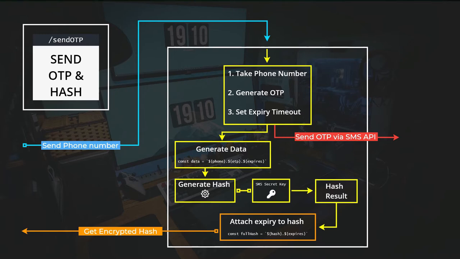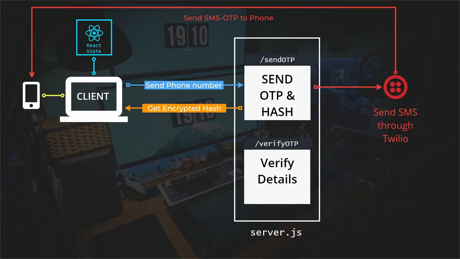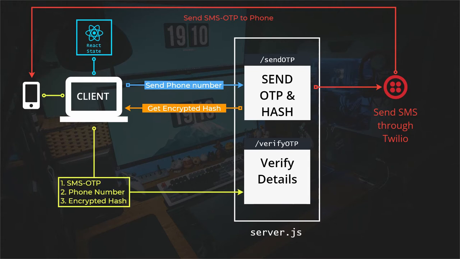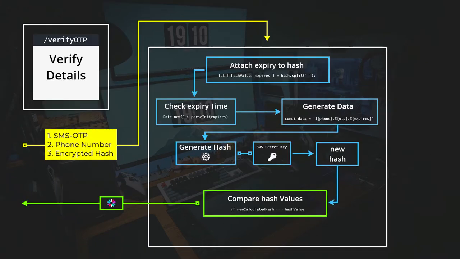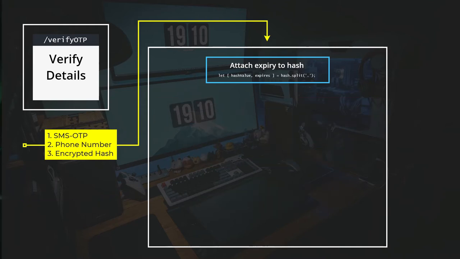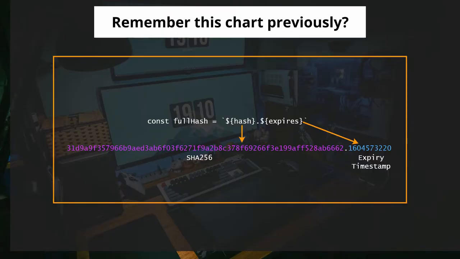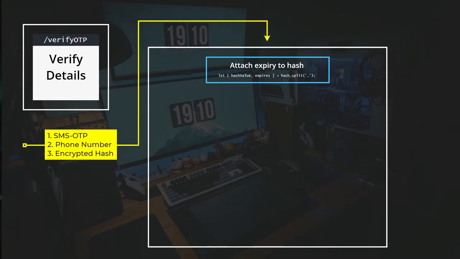So when the users get the encrypted hash, they will take all three parameters: the SMS OTP, the phone number, and the encrypted hash. Now what happens inside the verify OTP route is that it will take this encrypted hash and split it into two parts: the hash value and the expiration timestamp. First it will check whether it's valid or not. The majority of OTP routes have a time-based limit as well. So if you cross that time limit, you will be rejected right there.